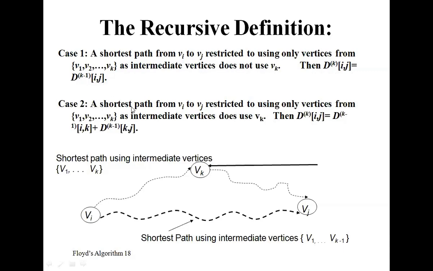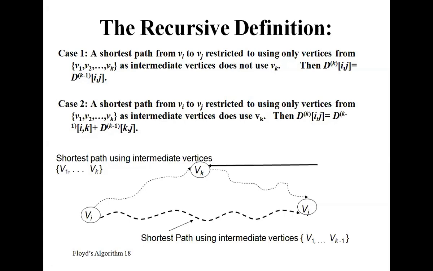Case 2, a shortest path from vi to vj restricted to using only vertices from v1 to vk as intermediate vertices does use vk. Now it is using the last vertex vk also. Then dk of i comma j is equal to dk minus 1 of i comma k plus dk minus 1 of k comma j. k is the intermediate vertex in that particular path, so we can consider i to k and k to j.